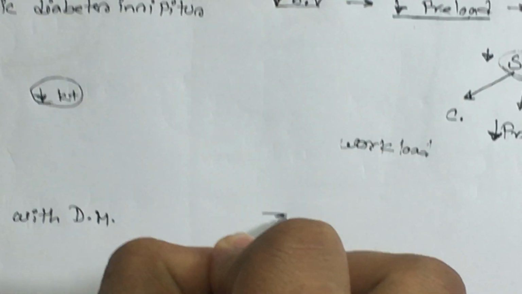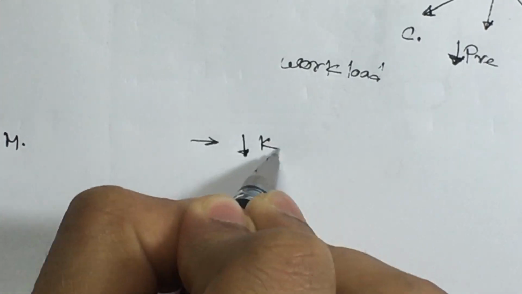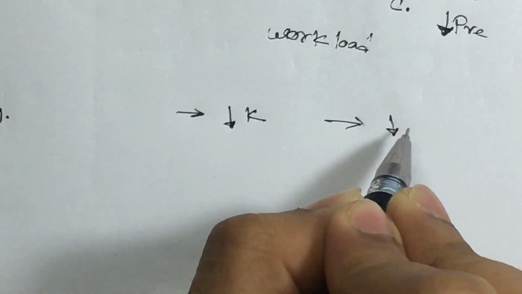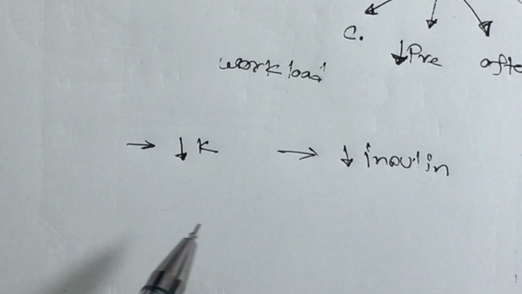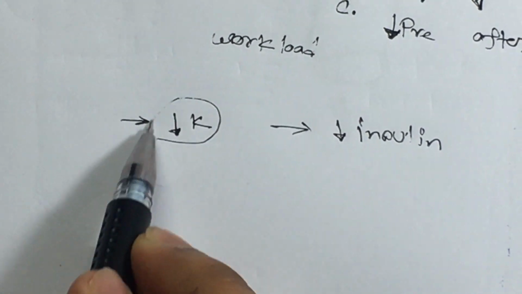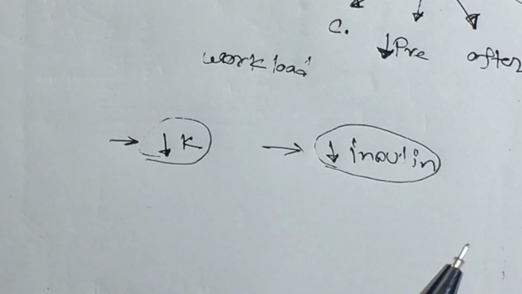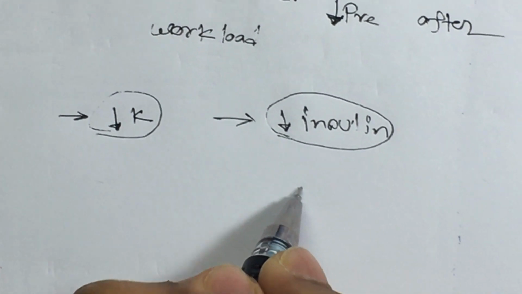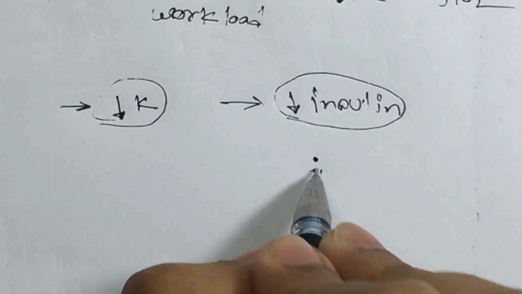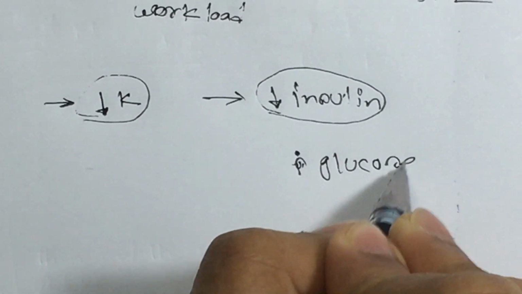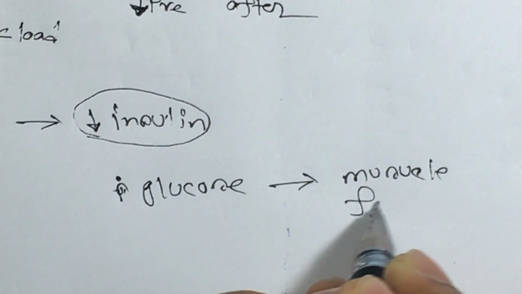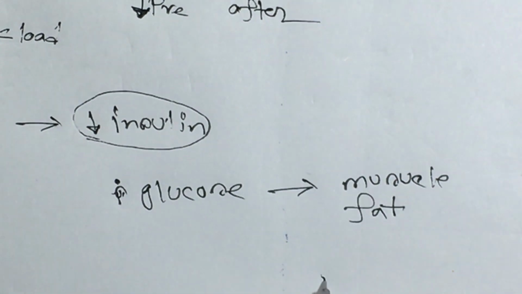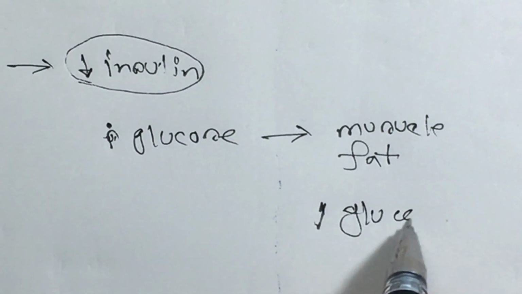I am telling you that if the blood potassium level decreases, at the same time the insulin level will decrease. So by using this drug, we are making the blood potassium level decrease, which means the insulin level decreases. So enough insulin is not present in our blood to bring the glucose into our muscles and fat cells. Okay, so the blood glucose level will be increased. The glucose level will be increased, which we call hyperglycemia.